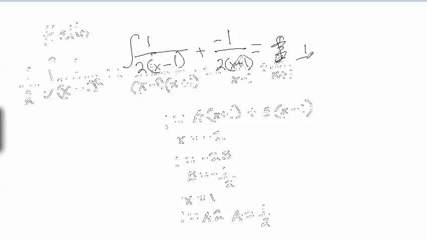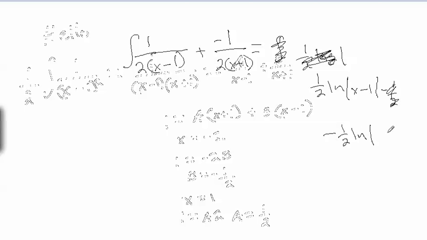this is 1/2 times the natural log of the absolute value of x minus 1, minus 1/2 times the natural log of the absolute value of x plus 1. And then by factoring out a 1/2, we can simplify this down to the natural log of x minus 1 over x plus 1.